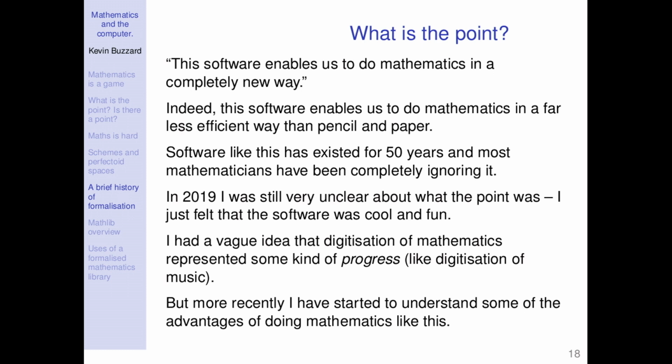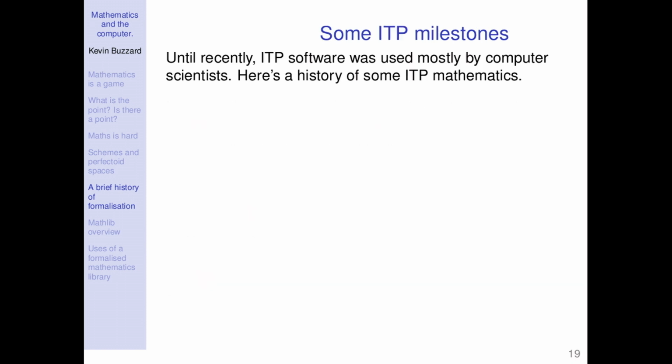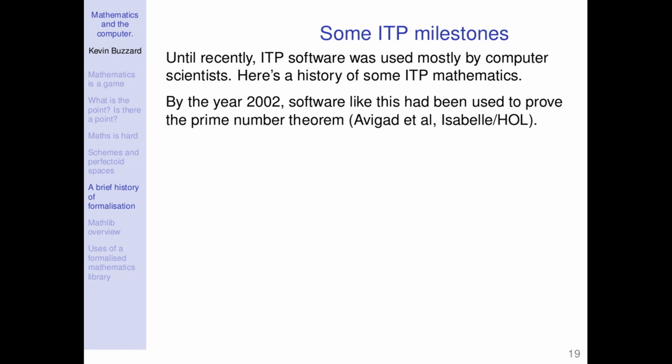So more recently, I've had to actually start facing the idea that I should try and work out what the point of all this is. So the software is mostly being used by computer scientists for decades. Here's a brief history of some milestones. By 2002, they'd managed to formalize the proof of the prime number theorem. The elementary Erdős-Selberg proof, not the complex analysis one, because complex numbers are hard, had been formalized in Isabelle. And so by 2002, we're only 100 years behind.